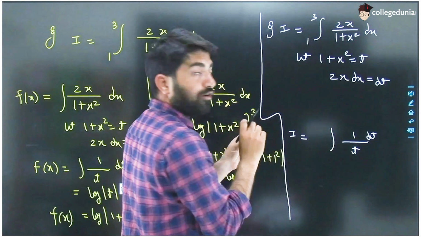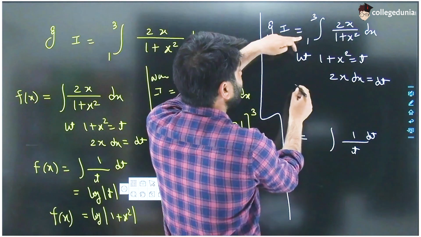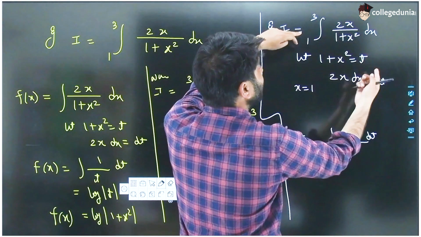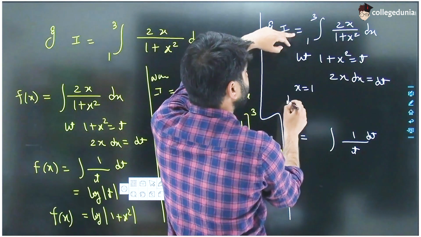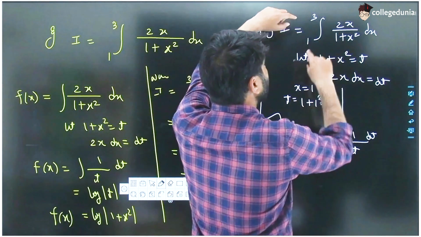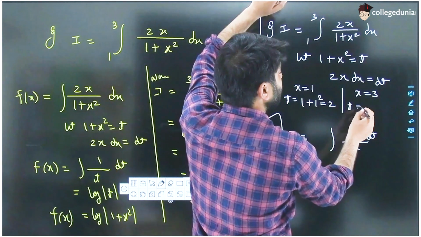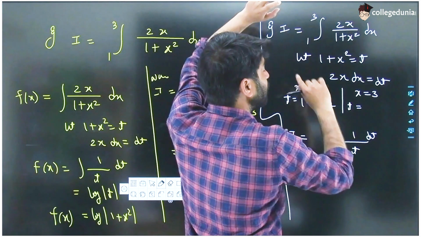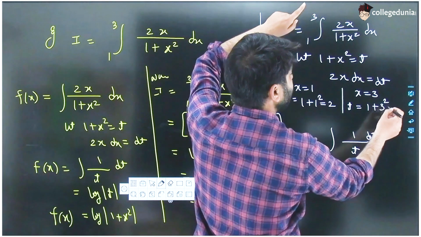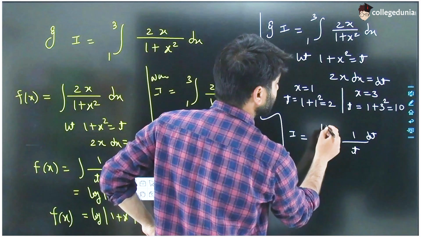So guys, the method of finding new limits, what was the old lower limit? It was x equal to 1. Put this x equal to 1 in this expression. What should be the value of t when x is equal to 1? Answer is 1 plus 1 square, answer is 2. When x equal to 3, what should be the value of t? This 3 is the old upper limit. Now what should be the new upper limit? The answer is 1 plus 3 square, and answer is 10. So this 2 is the new lower limit and this 10 is the new upper limit.